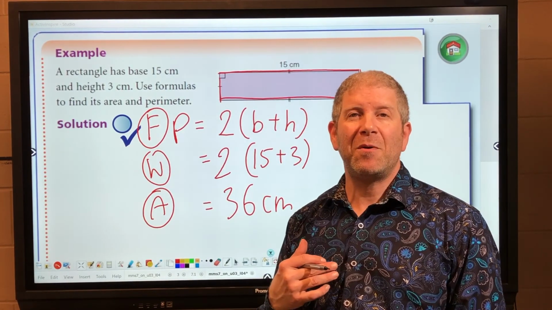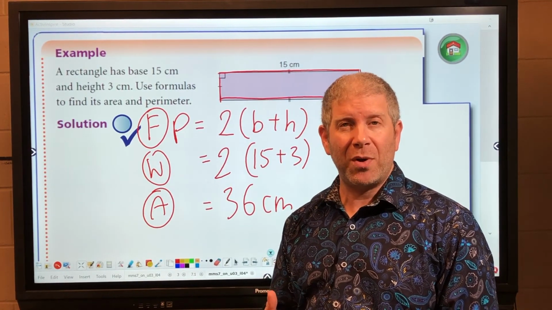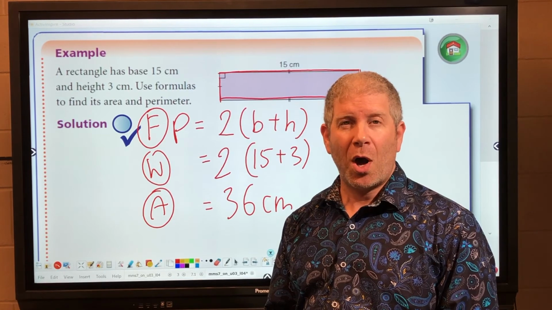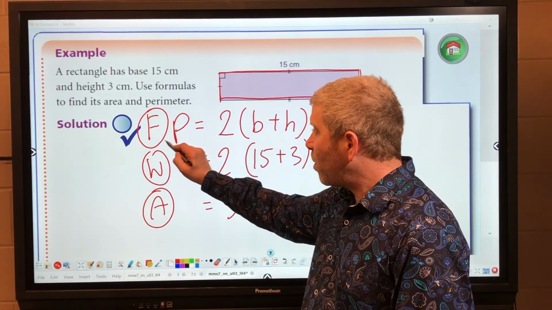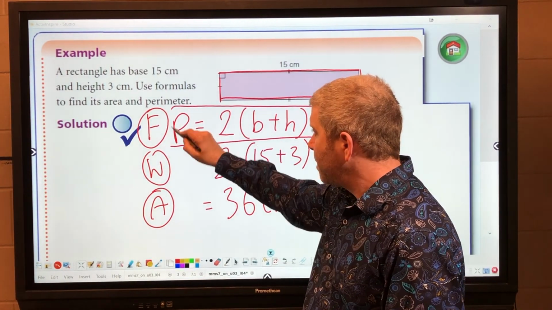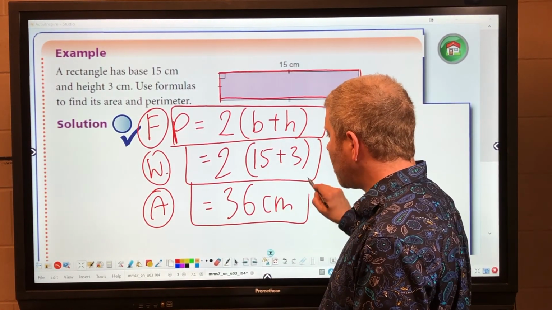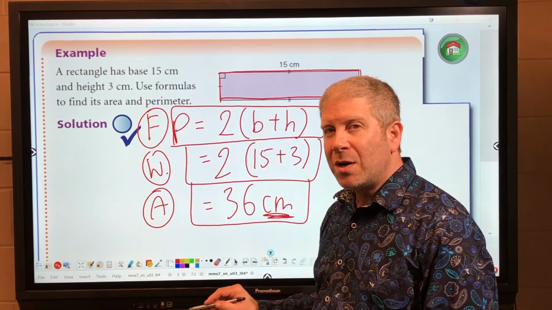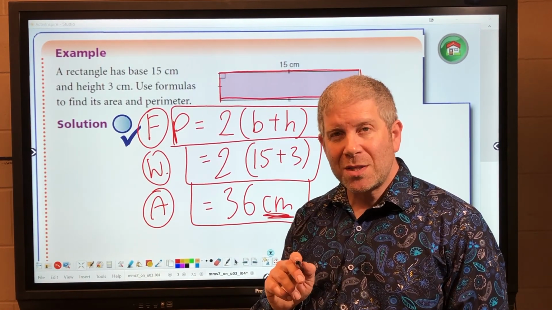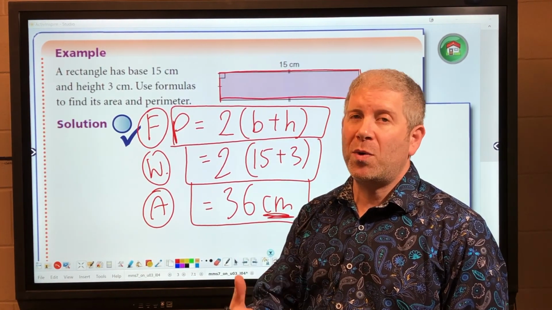And that's it for formulas for area and perimeter and how to use variables. Always remember, write your formula out first, make your substitutions in your work stage, and then your answer. Make sure that for perimeter, there are no square units, and for area, there are always square units.